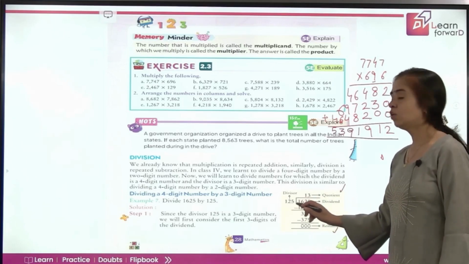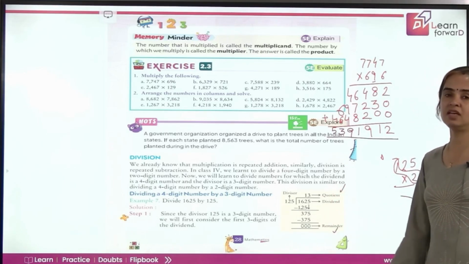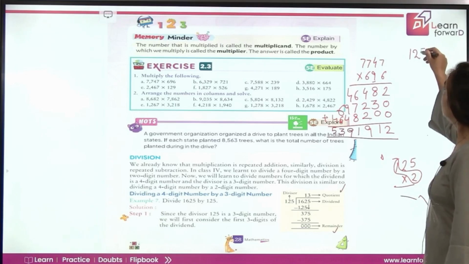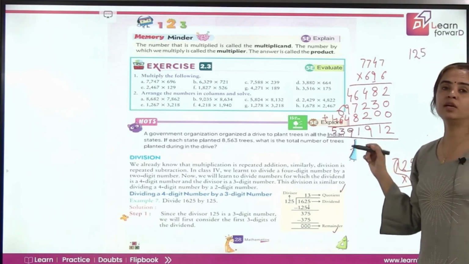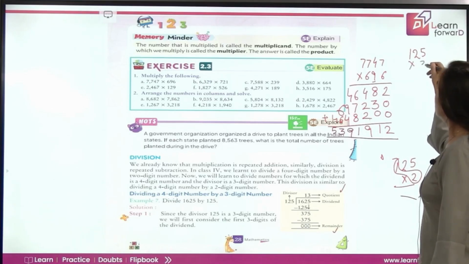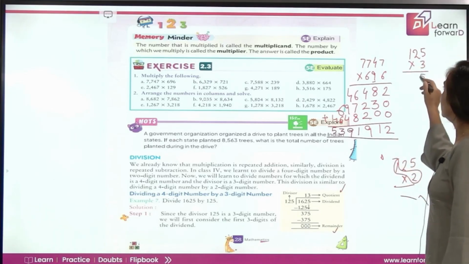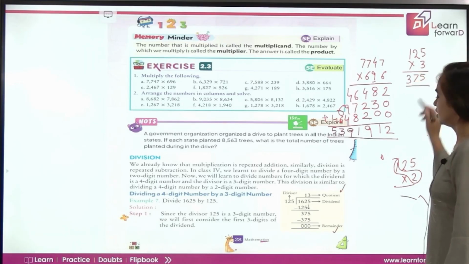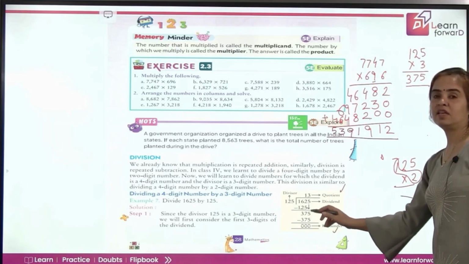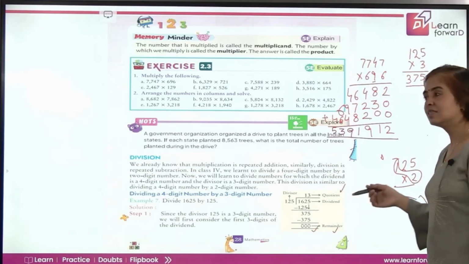Now 125 is to be multiplied so that you get 375. So what you can try is 100. How can you turn 100 into 300? By multiplying by 3. So let's multiply and see. Do you get 375? Yes, you get 375. So 125 threes are 375. When you subtract, you get the remainder 0 and the division is done.